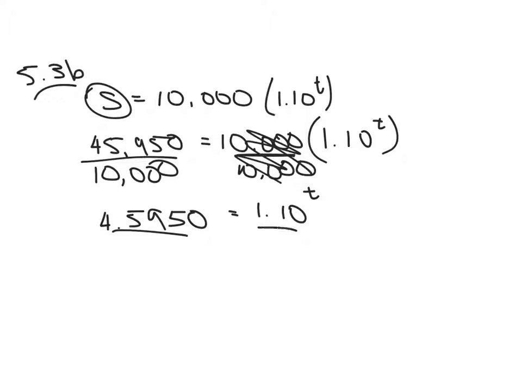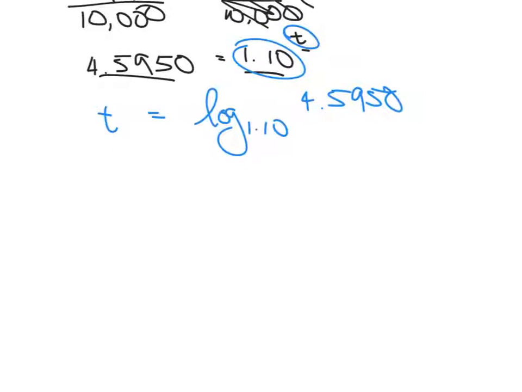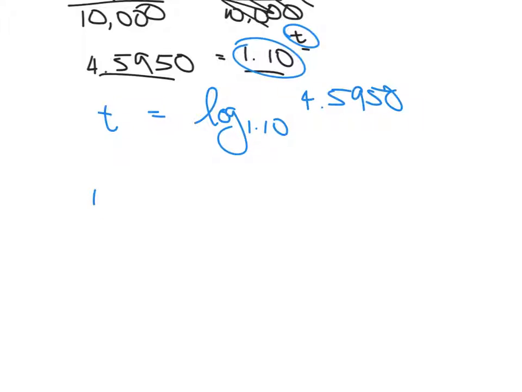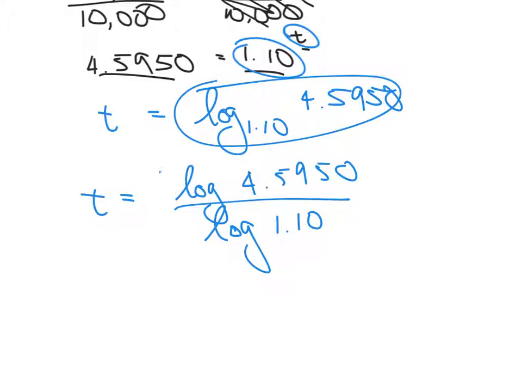Okay, so we simplified it as much as we can. So now we have 3 parts. So therefore we can change this to logarithmic form. And we have t equals log, that's my base, yuck, of 4.5950. Okay, we cannot do anything with a base of 1.10. So therefore, we're going to have to use our change of base formula in order to find t. So this, in our change of base formula, is going to be log 4.5950 over log 1.10.